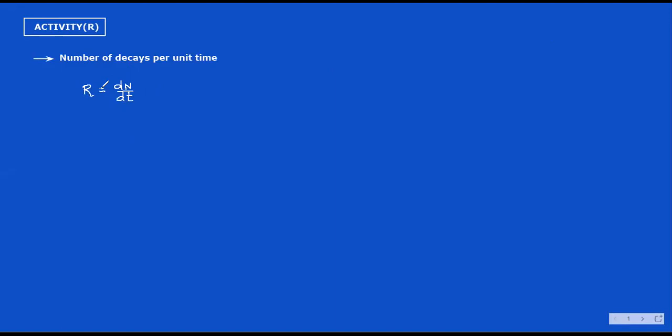Okay, R is equal to what? dN by dt. Now, N we know, let's substitute. R is equal to d by dt of, from yesterday's law, N is equal to what? N0 e power minus lambda t. Yes, so I have substituted that. And now let's take differentiation.